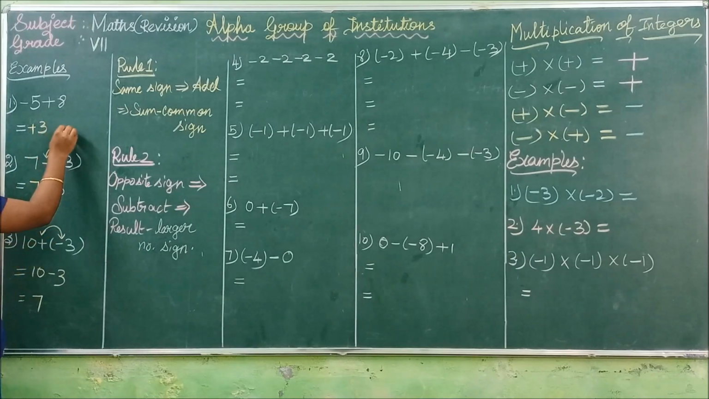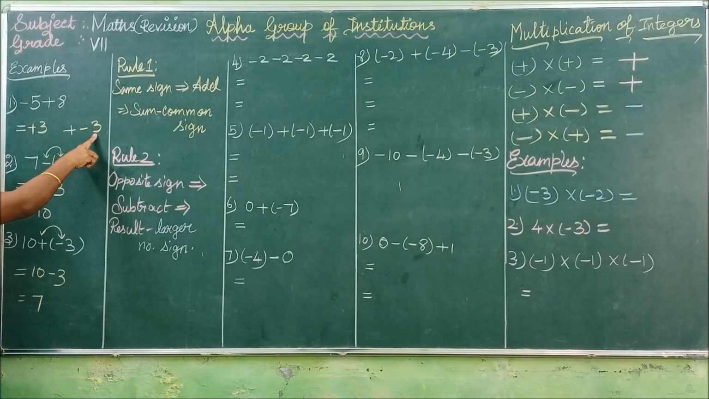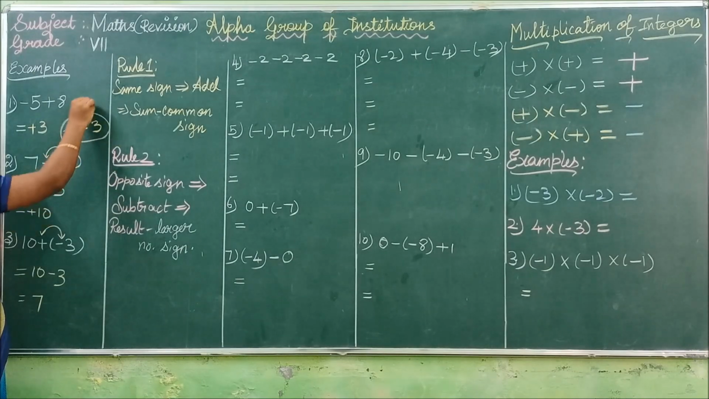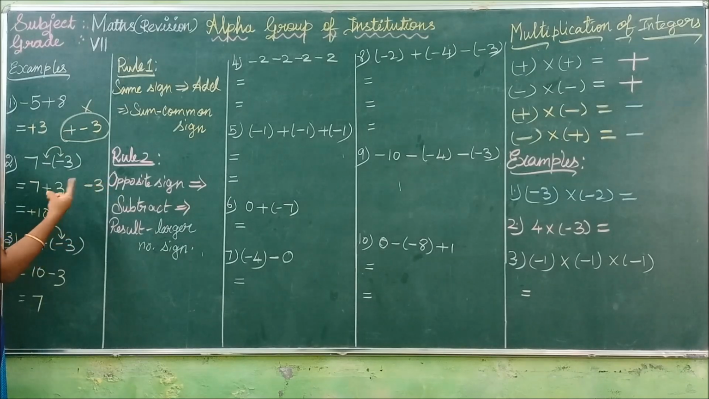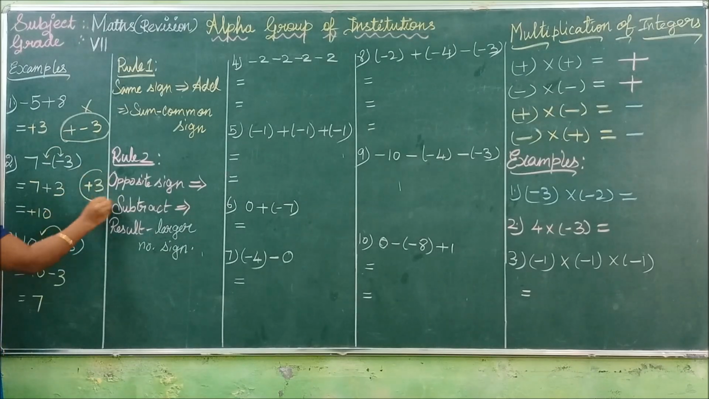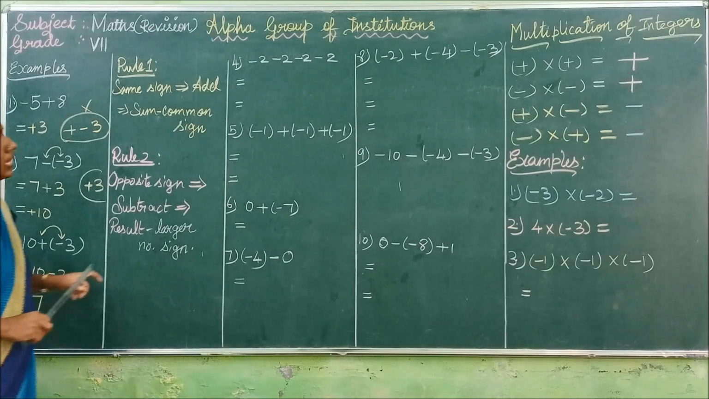And also listen carefully, children. Don't write the number like this. No number contains the symbol plus minus simultaneously. So this is a wrong method. Every number should contain only one symbol, whether it is minus or plus. If you are multiplying the signs, you have to write only one symbol here. Okay, see the next example.